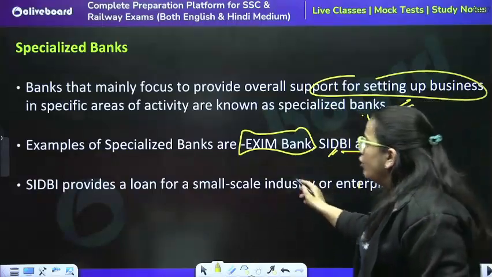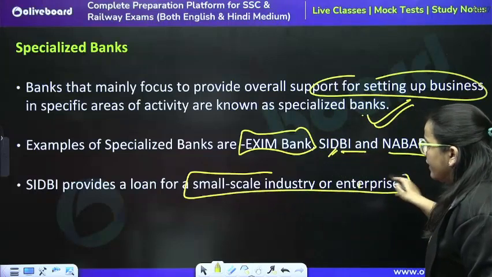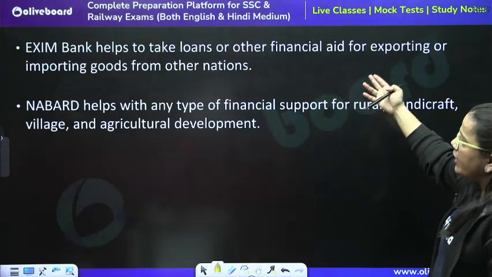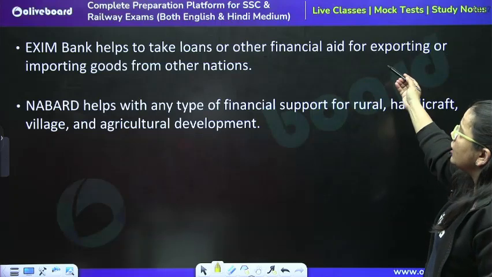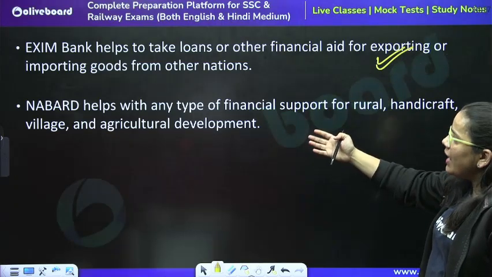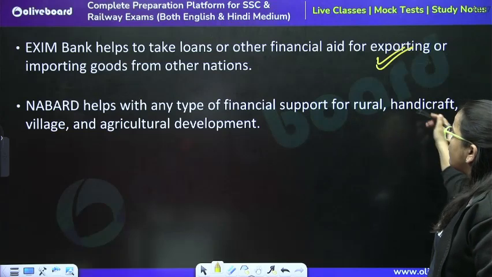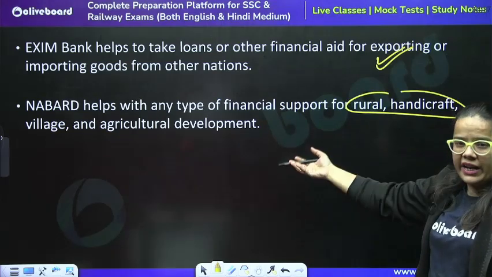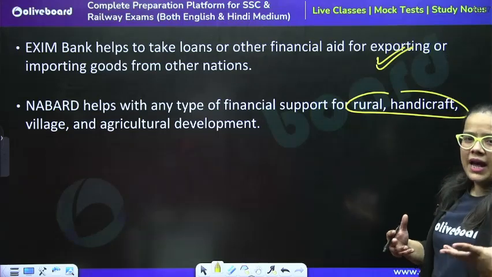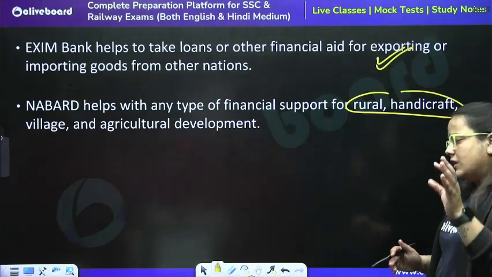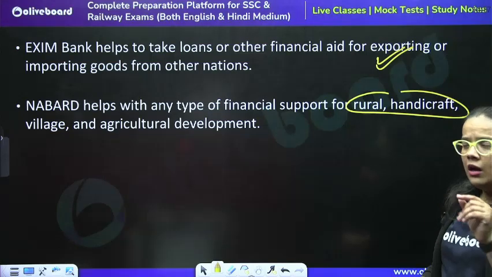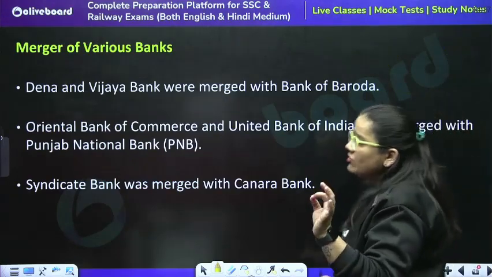SIDBI provides loans for small scale industries or entrepreneurs. Exim Bank helps with loans or other financial aid for exporting and importing goods. NABARD is completely giving financial support to rural, handicraft, village or agriculture development. Okay, so these banks are termed as specialized banks. The bank which is completely indulged in one segment is termed as a specialized bank.